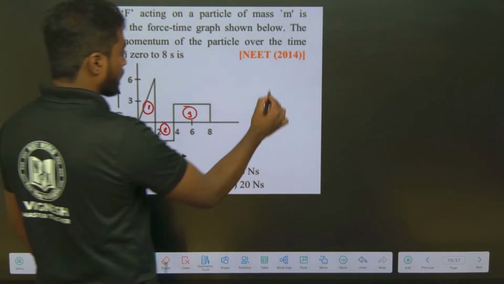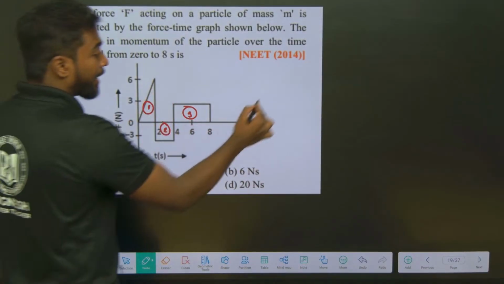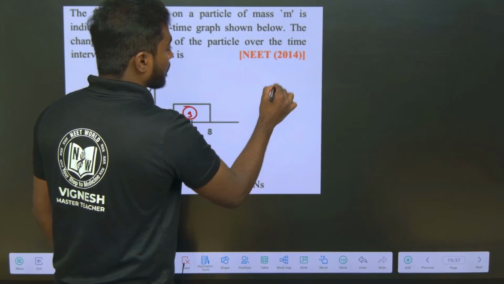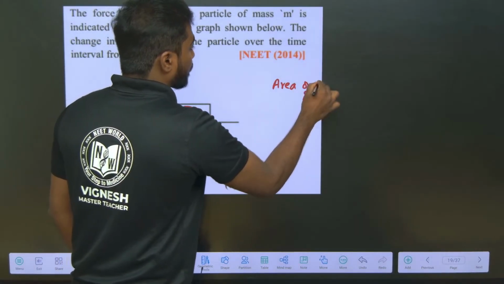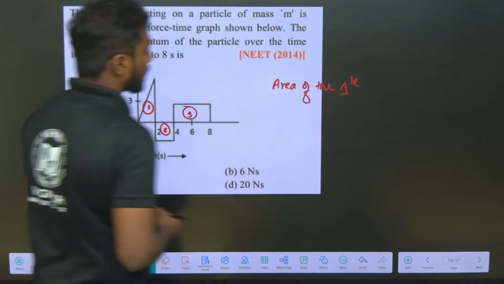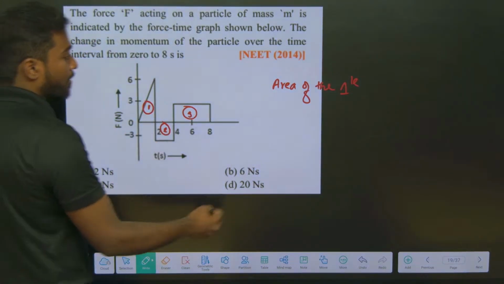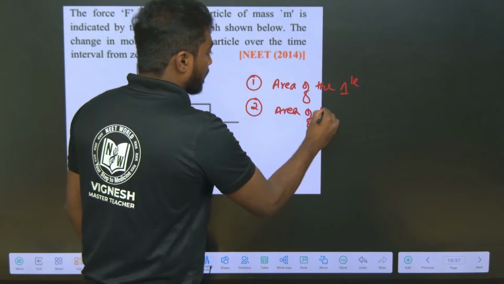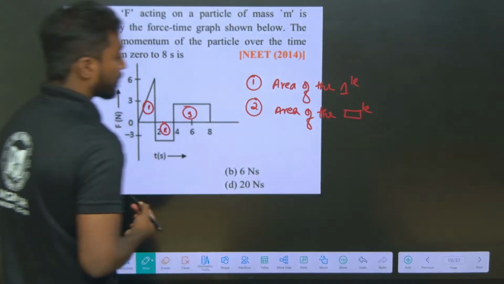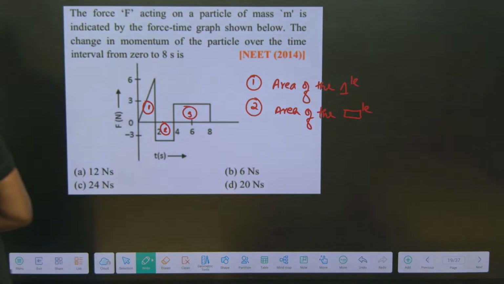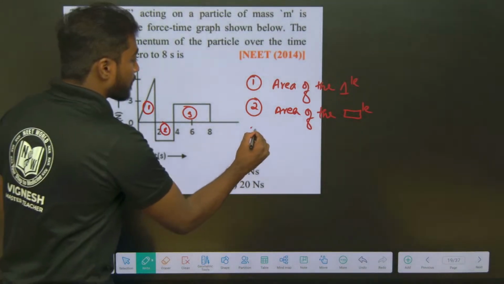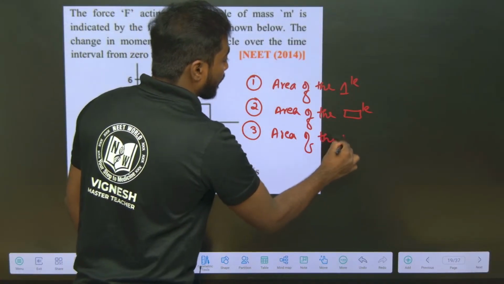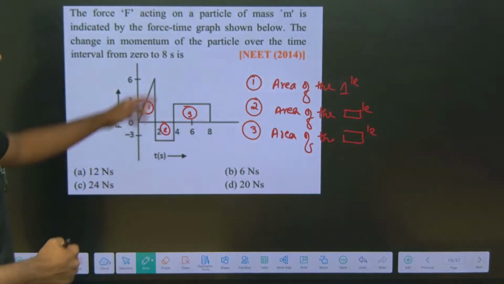First thing, this one, triangle, no, area of the triangle I need to find. Then this one, area of the rectangle. First one is area of the triangle, again area of the rectangle, and the third one, yes, third one is again rectangle. So I need to find the areas first.